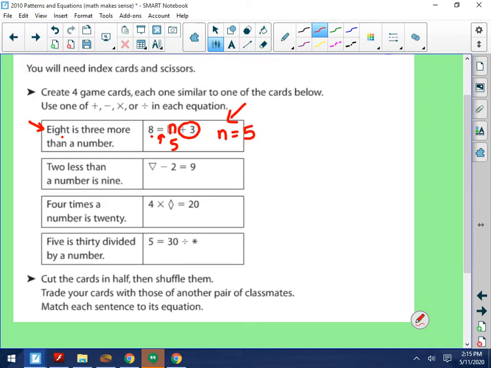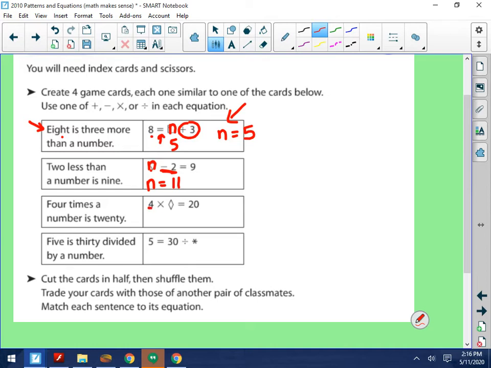Here's 2 less than a number. So there's 2 less. Take away 2 of a number. There's our unknown number there, n, is 9. So 2 less than a number is 9. What must that number be? Well, n would have to be 11, because 11 minus 2 is 9.